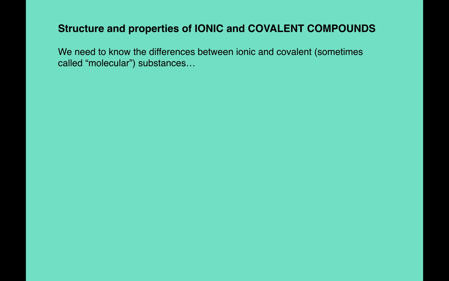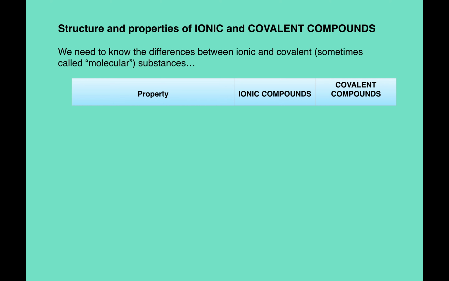Okay, now we've talked about how ionic and covalent compounds form and why they form. Let's have a look at some of the differences between them. Ionic compounds, remember, are formed between metals and nonmetals. And typically, covalent compounds are formed between nonmetals and nonmetals. Covalent compounds are sometimes called molecular substances. So, let's have a look at some of the properties.